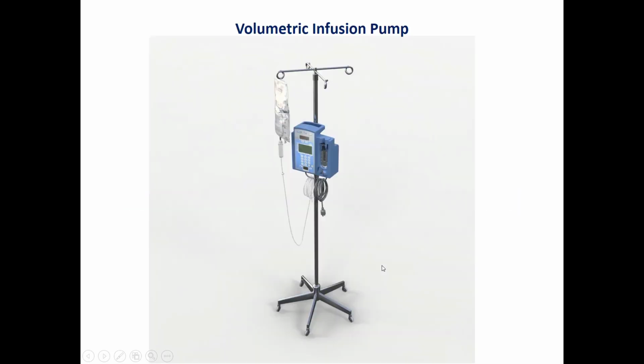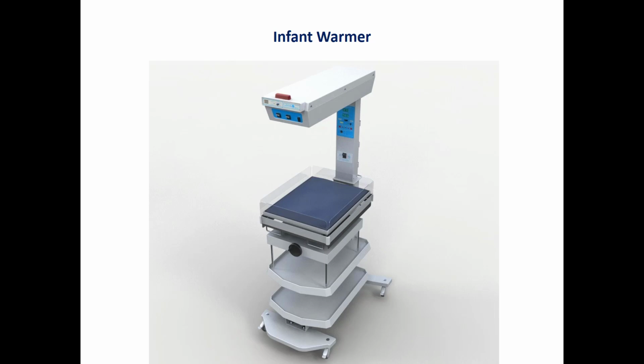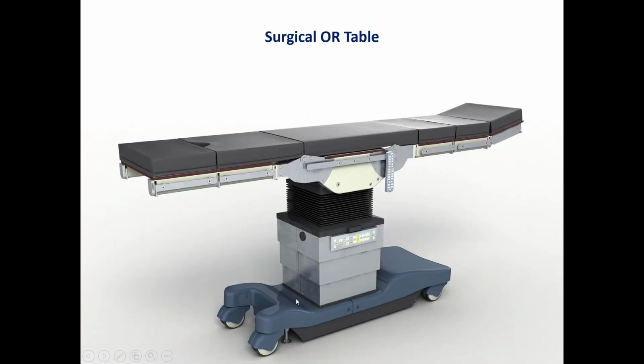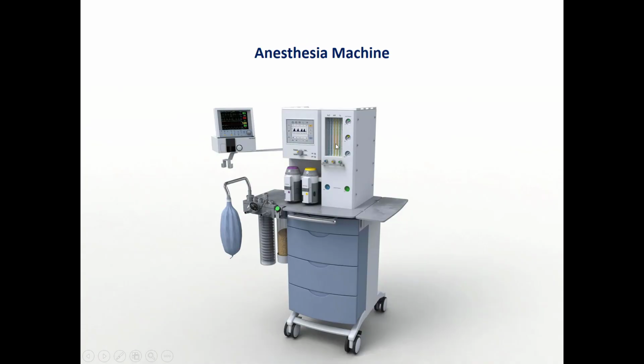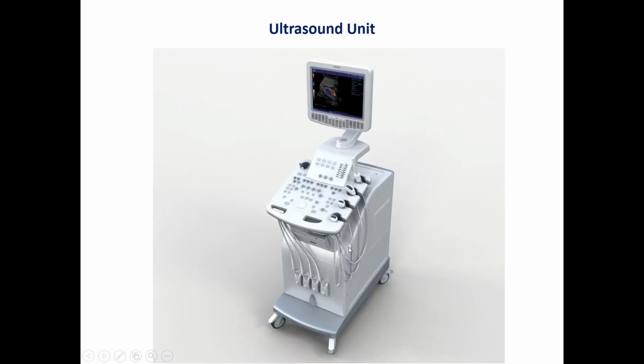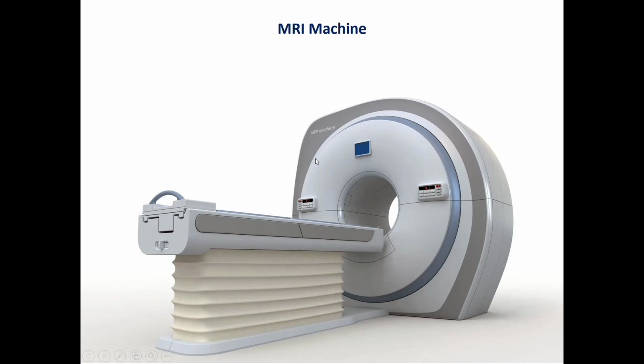So the medical devices can be a small device such as the one here, like a volumetric infusion pump, as the one used usually in an ICU, or could be an infant warmer, an infant incubator, or could be more complicated devices such as the one used in the operating theater, like this surgical table, or an anesthesia machine, or even a C-arm, or maybe more complex, such as the devices which are usually used in the radiology and laboratory departments, like this ultrasound machine or MRI machine.